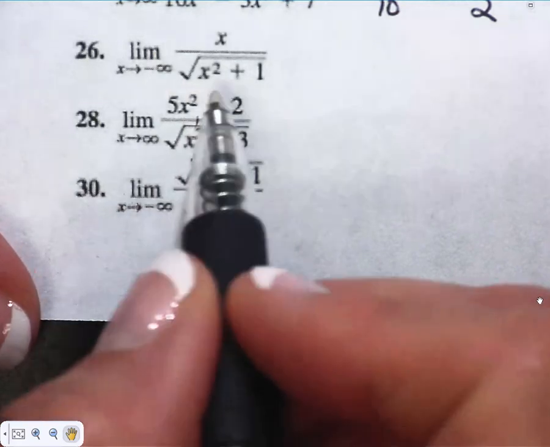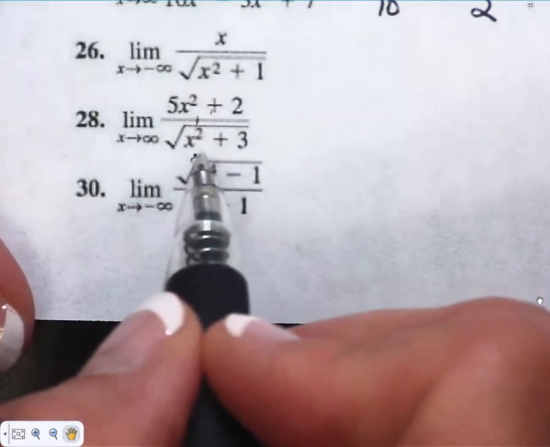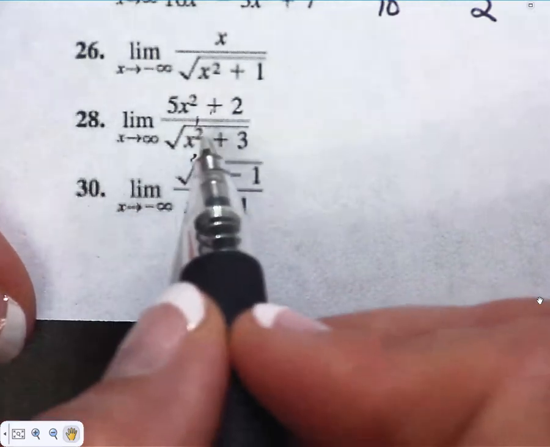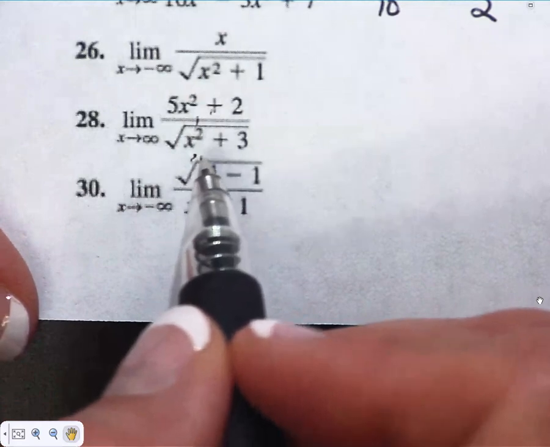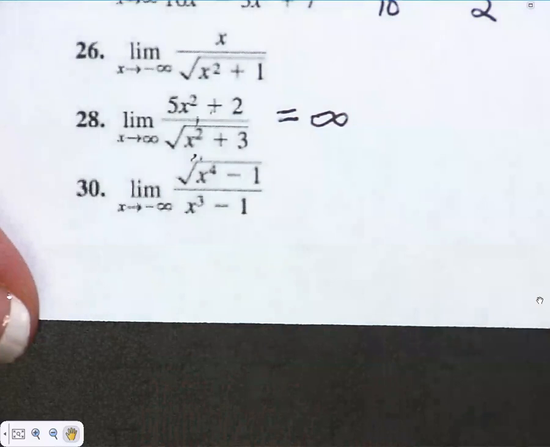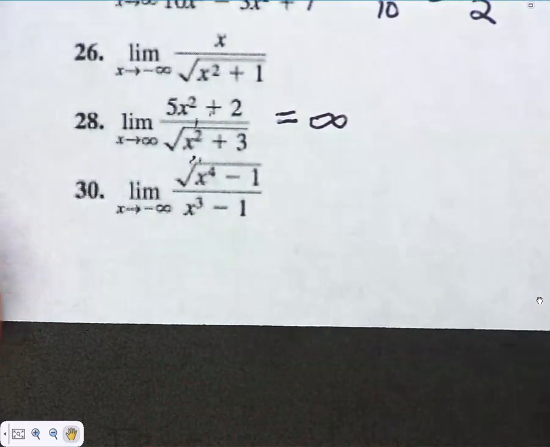What happens when the degree of the numerator is bigger than the degree of the denominator? The top's getting big faster than the bottom. The limit doesn't exist. The y's get infinitely big when the top of the fraction is getting big faster than the bottom of the fraction.